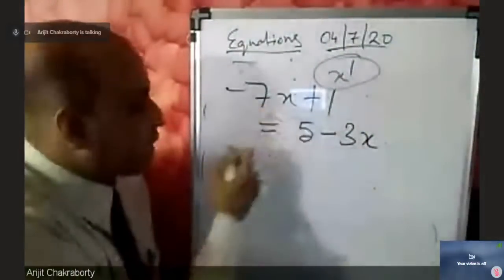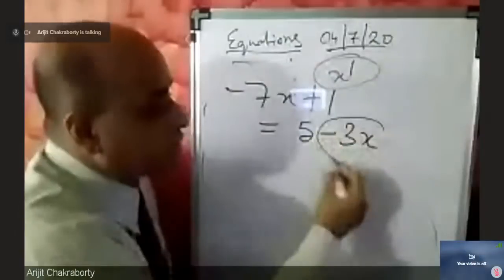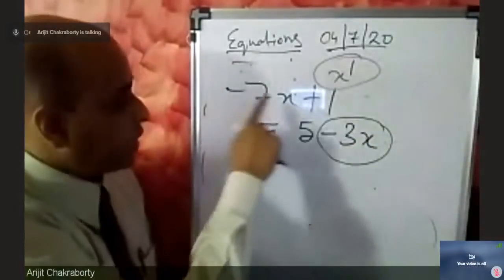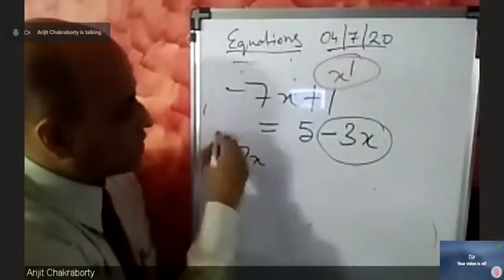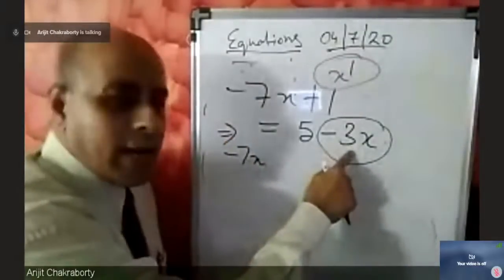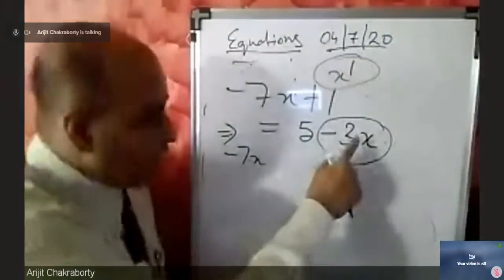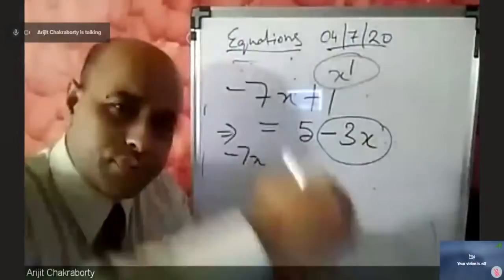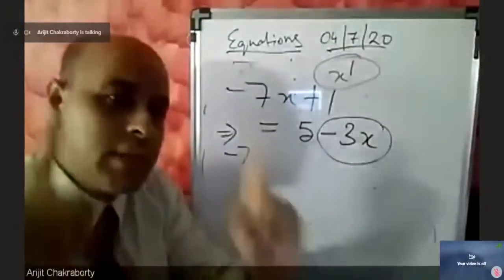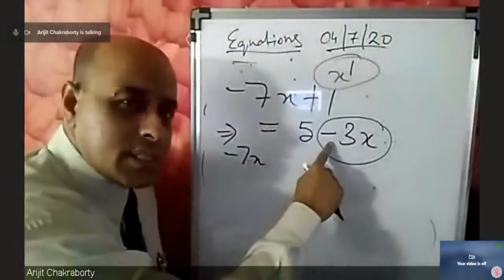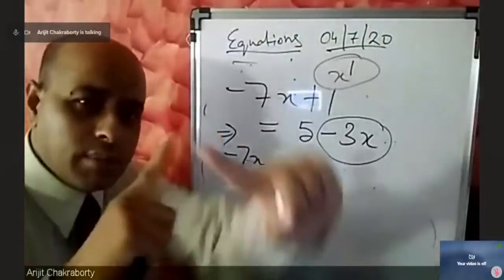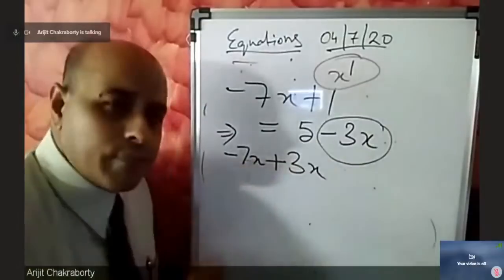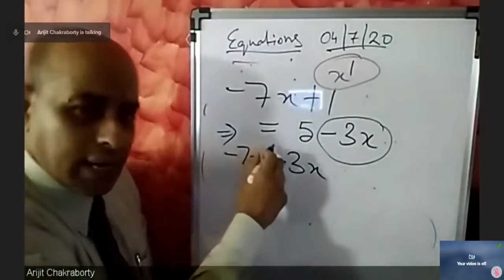So in this case, if you bring this 3x to the left hand side, we are getting minus 7x. This is minus 3x. So when you shift it from the right hand side to the left, the sign will change. So this minus now will become plus. So minus 7x plus 3x. Okay, this is the left hand side.